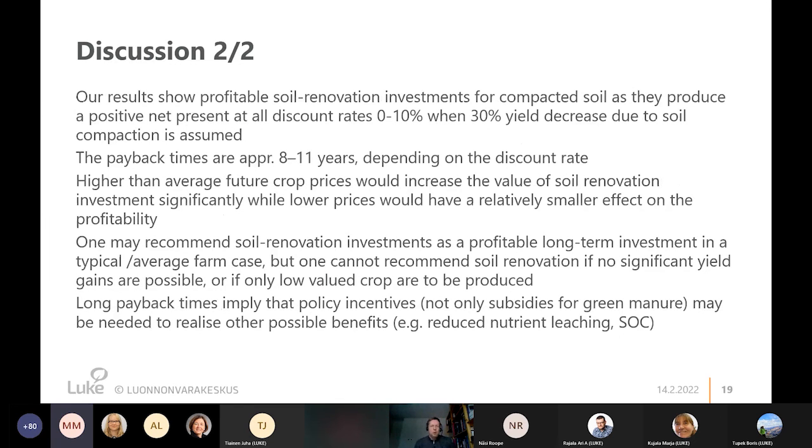And the second point is that of course, if higher future prices are expected, then it does make sense to make such investments. And long payback times imply that policy incentives might be needed, because more than 10 years is quite long for a farmer, typically, to get the money back.